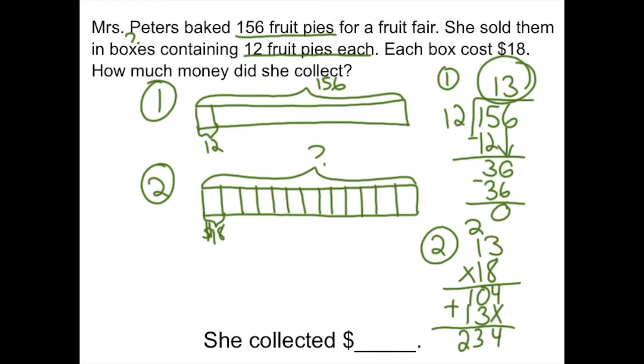$234. Now this is $234 that Mrs. Peter was able to make by selling 13 boxes of fruit pies at $18 each. So she collected $234.